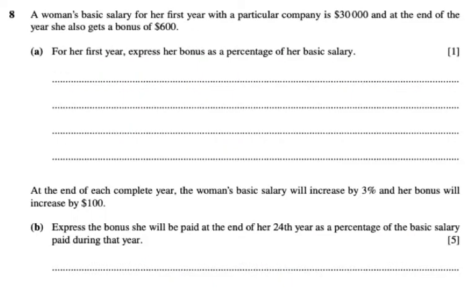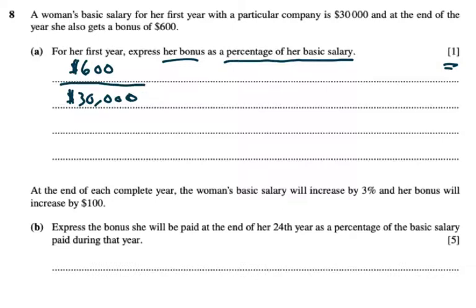Next, a woman's basic salary for her first year with a particular company is 30,000, and at the end of the year she also gets a bonus of 600. For her first year, express the bonus as a percentage of her basic salary. That's quite simple, 1 mark. Her basic salary is 30,000, and then her bonus is 600. So you just have to divide, and then multiply this by 100, and from here we get the answer as 2%.